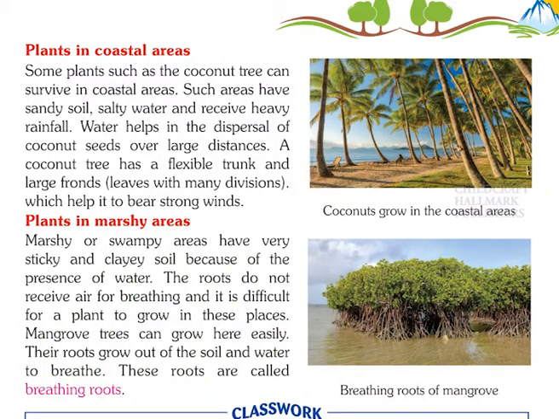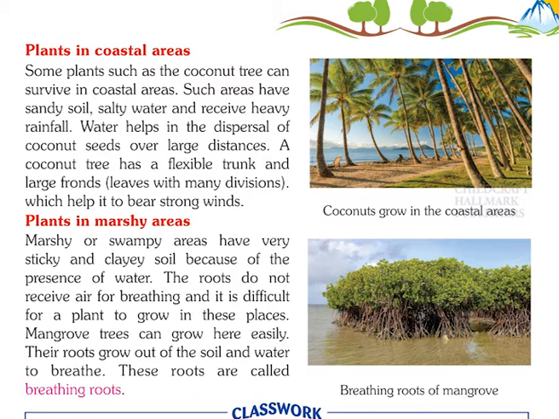Plants in coastal areas. Some plants such as the coconut tree can survive in coastal areas. Such areas have sandy soil, salty water, and receive heavy rainfall. Water helps in the dispersal of coconut seeds over large distances. A coconut tree has a flexible trunk and large fronds, leaves with many divisions, which helps it to bear strong winds.